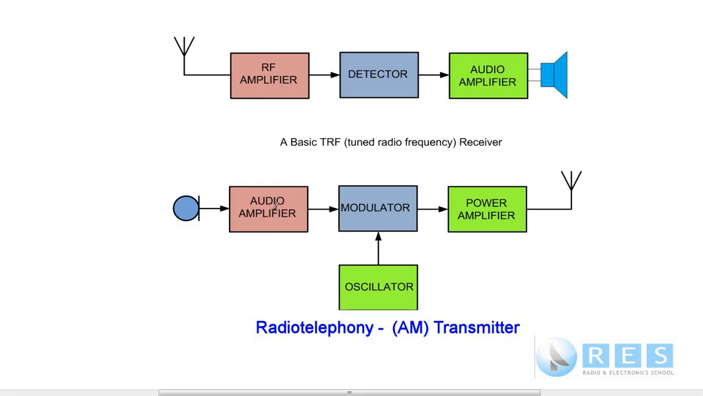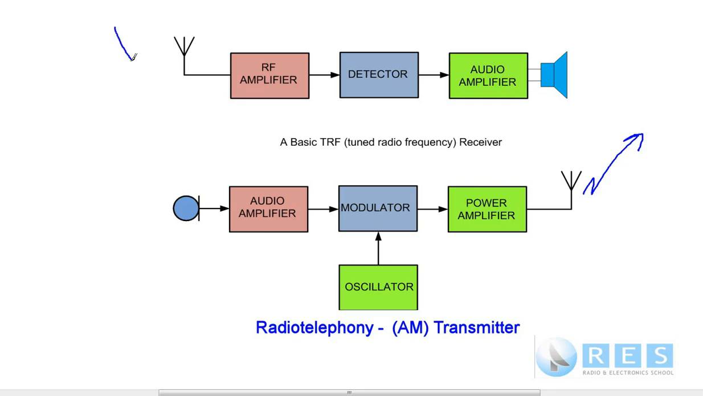Audio comes from the microphone and goes into the modulator. An RF signal from the oscillator also goes into the modulator. The AF, the audio frequency, and the RF from the oscillator mix in the modulator in such a way that the audio produces amplitude variations of the transmitted signal. That signal is then fed to an amplifier, increases the power, and it's transmitted.